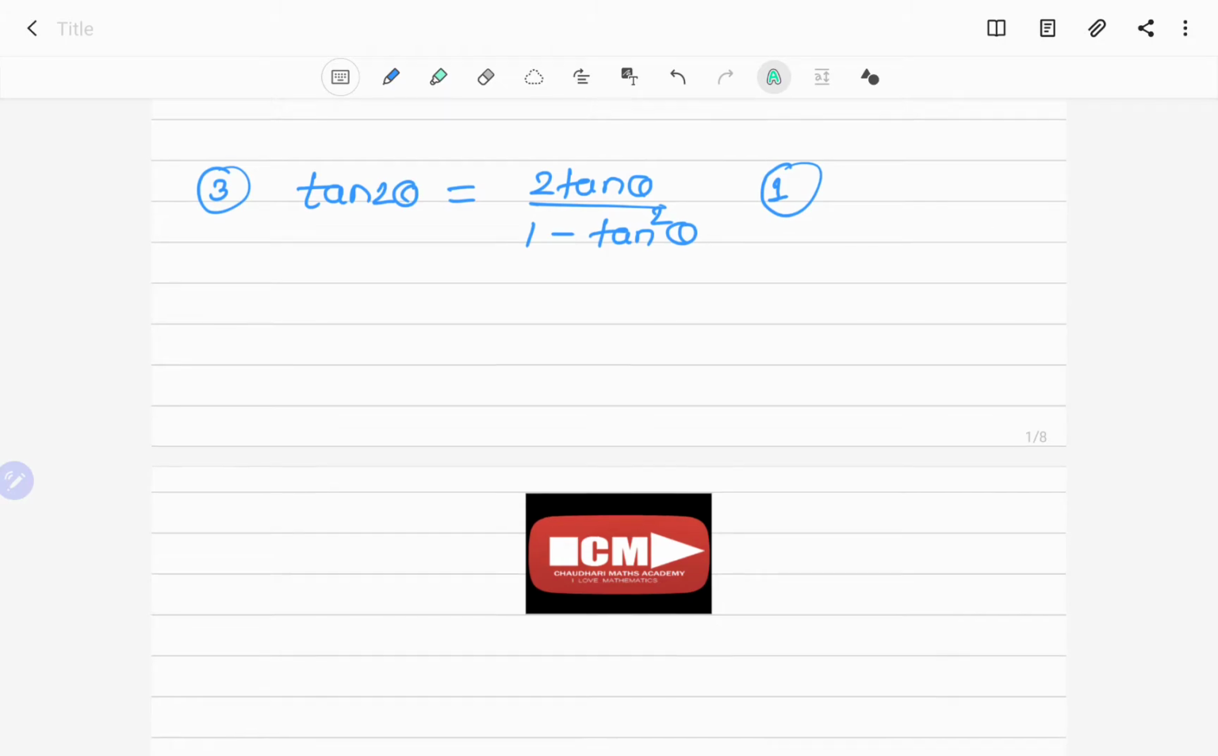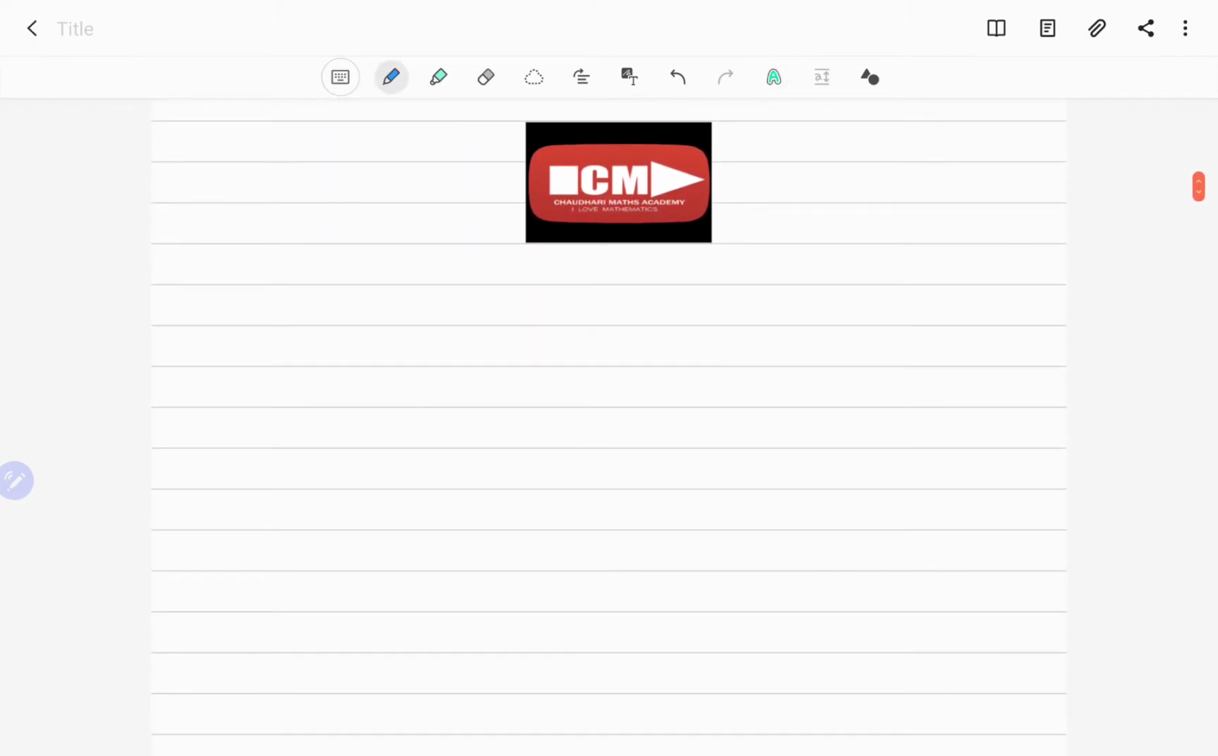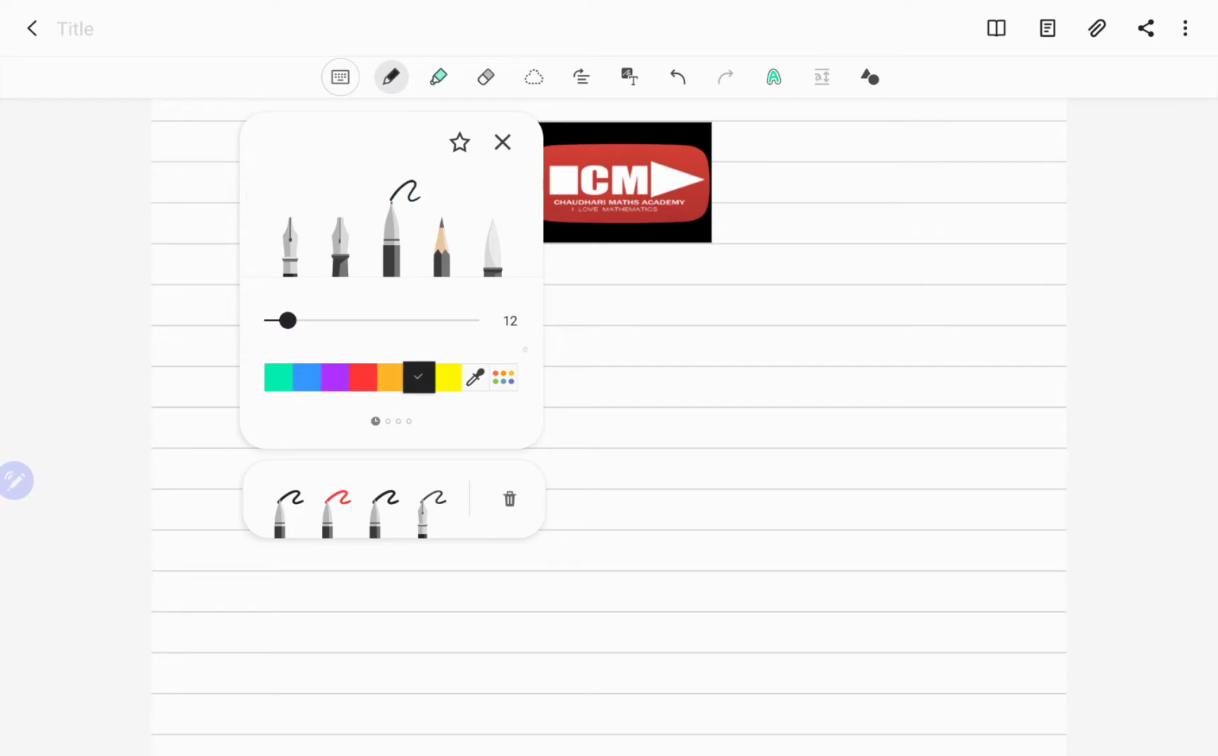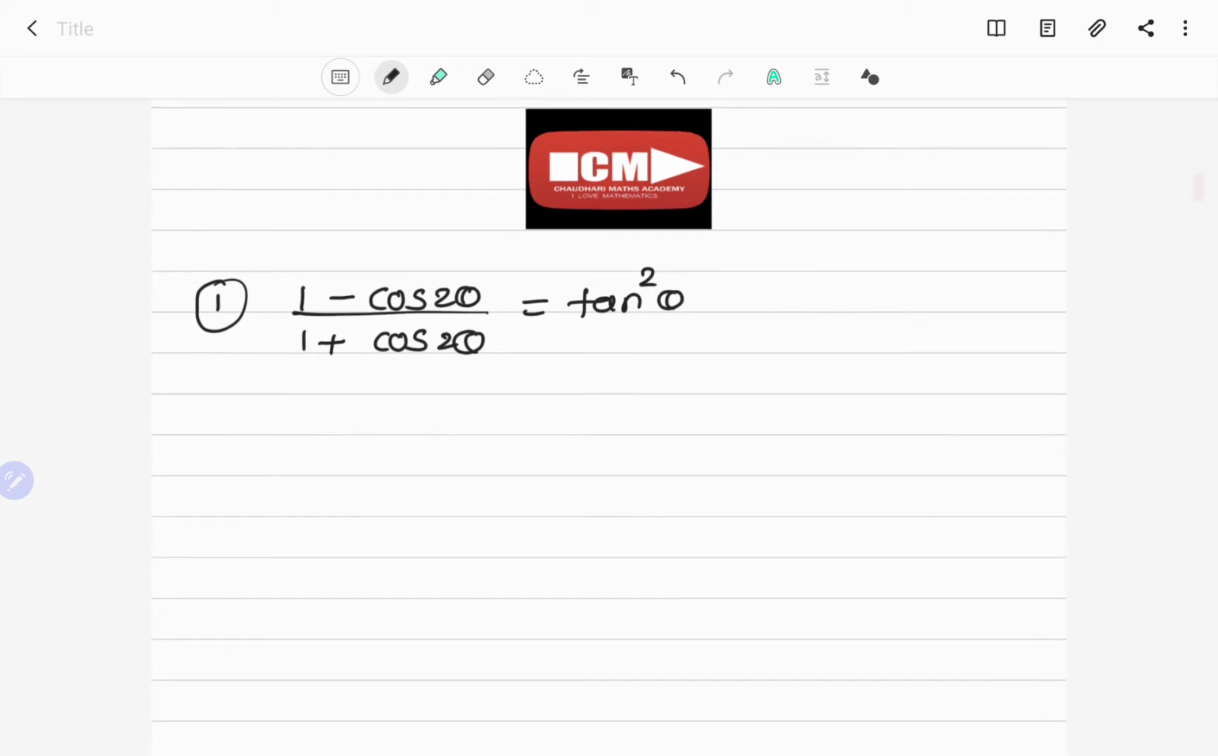This one was a short revision, but today's job is to face a few examples on this. So let's start with the first one. You have to prove that 1 minus cos 2 theta divided by 1 plus cos 2 theta, its final outcome is tan square theta. This is the thing that you have to prove.